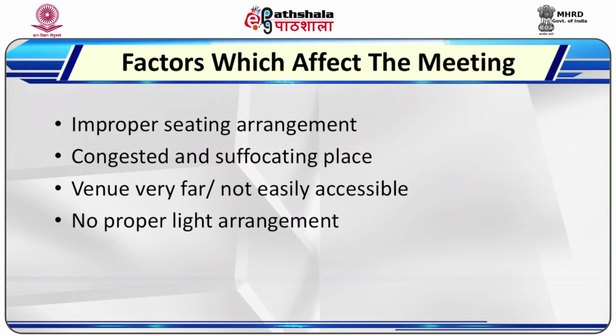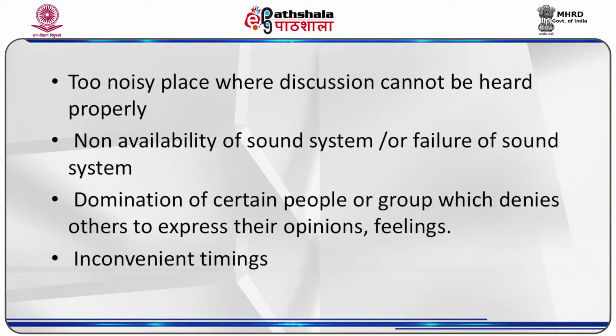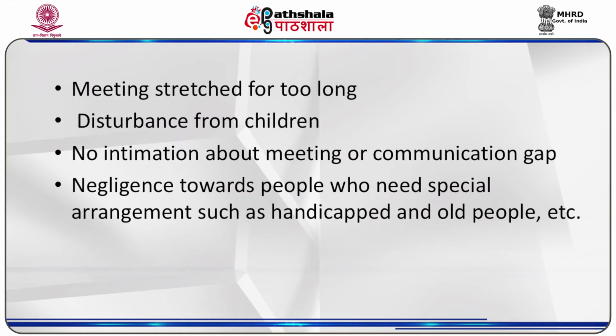For example, if the seating arrangement is improper, if the venue is congested and suffocating, the venue is far away or not easily accessible to the participants, if no proper light arrangement is done, a too noisy place where discussion cannot be heard properly, or non-availability or failure of the sound system, domination of certain people or groups which denies others the chance to express their opinions and feelings also affects the meeting. Inconvenient timings, meetings stretched for too long, or disturbance from children are other factors which affect meetings.